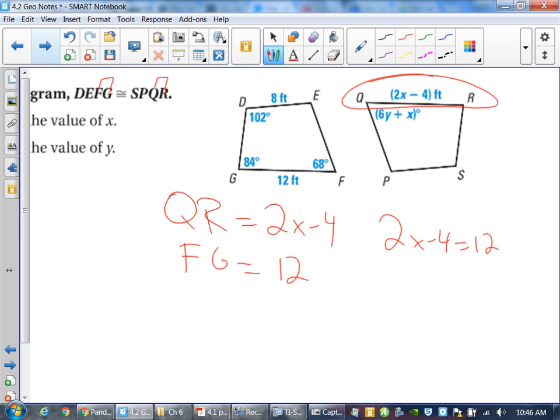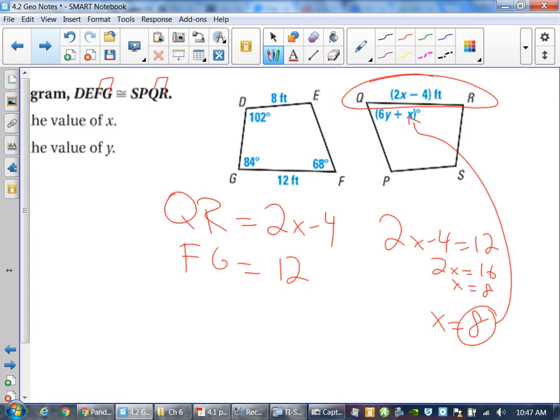So now add 4, divide by 2, and what do you get? 6. Okay. You get x is 8. How did I get that? I add 4, divide by 2, and you get 8. Good job.